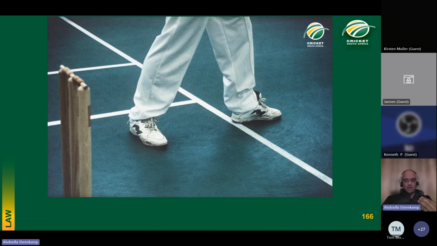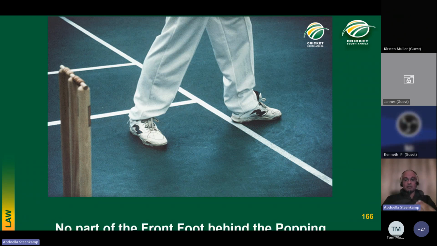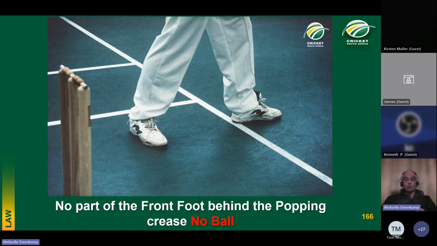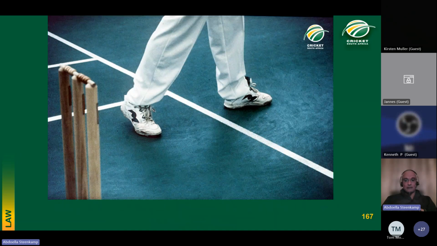Let's start with the back foot. Any part of the back foot touching the return crease? No, happy with the back foot. Front foot. Any part of the front foot, whether grounded or raised, behind the back edge of the popping crease? No, there's nothing behind the back edge of the popping crease. That's why when it comes to the front foot, this is a no ball, because there's no part of the front foot behind the back edge of the popping crease.